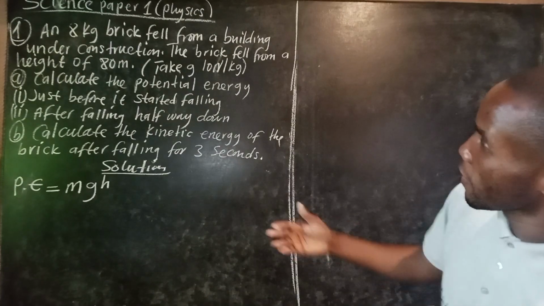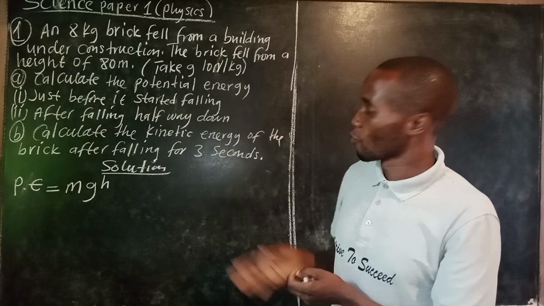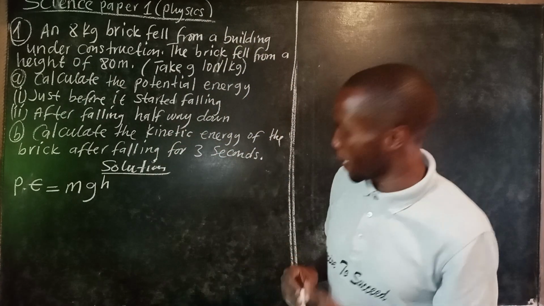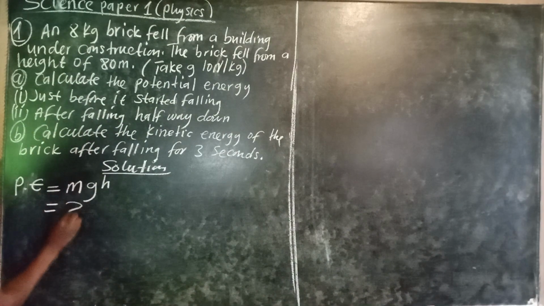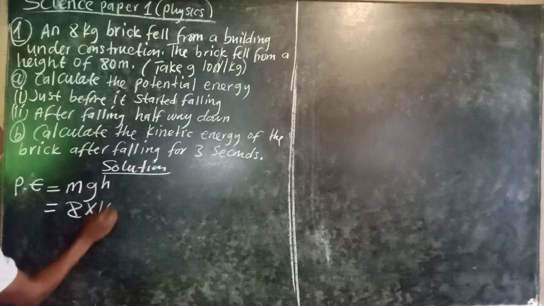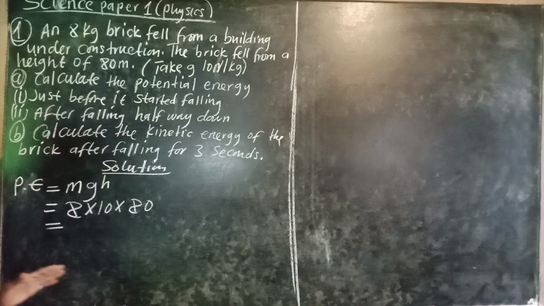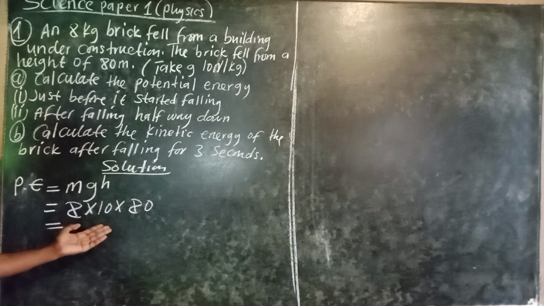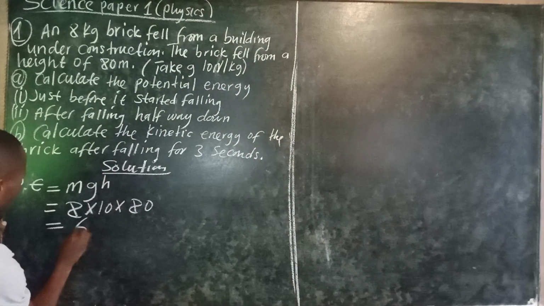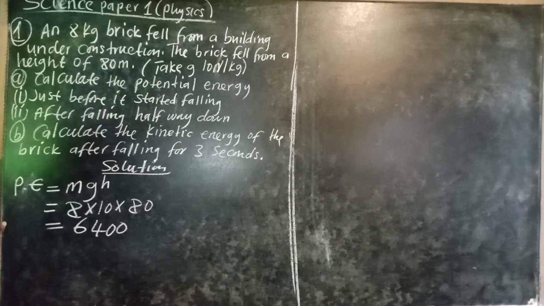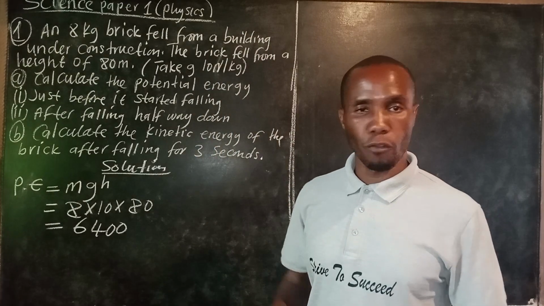So the question says, just before it started falling, meaning it was still up there. So we are going to use the same height, which is 80. So yours here now is just to substitute. Mass is what? 8. Times gravitational force 10, then times height 80. Then from there you multiply. 8 times 10 is 80. 80 times 8 is 6,400.